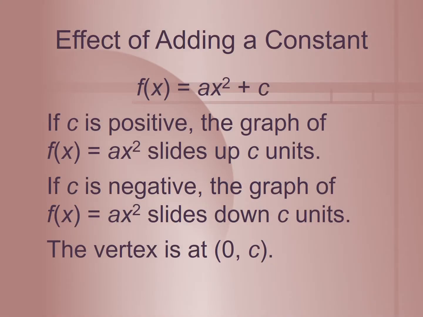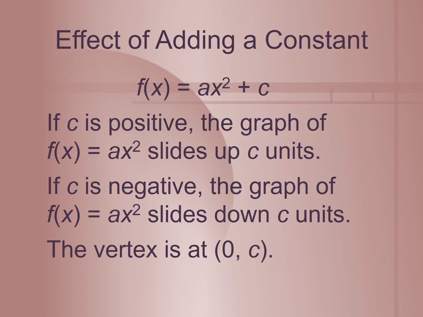So to review, whenever we add a constant to our quadratic, our x squared, if our constant is positive, then the graph is going to slide up that many units. If our constant is negative, the graph is going to slide down that many units. And then the vertex changes to 0, comma, whatever that constant number is.